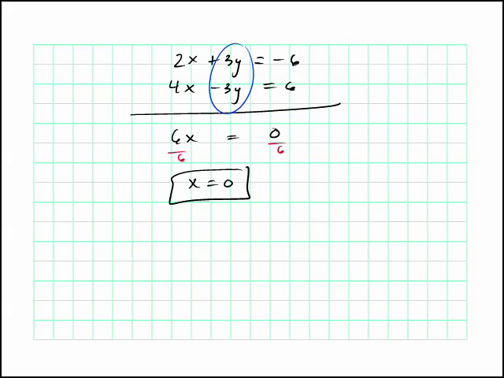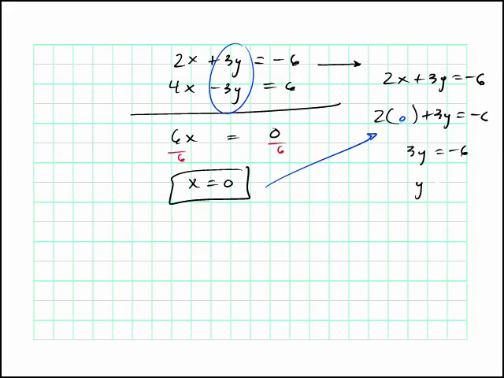Once again, I take an equation. I'll just pick the top one here. Plug in the 0 for x, which will allow us to solve for y. Put that in there. And we end up with 3y equals negative 6. Y should be negative 2 here. Solution of the system 0, comma, negative 2. 0, negative 2.